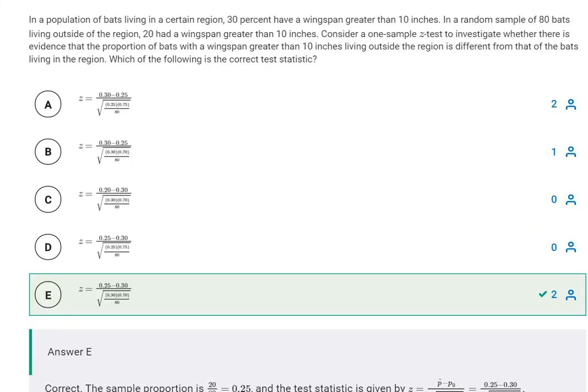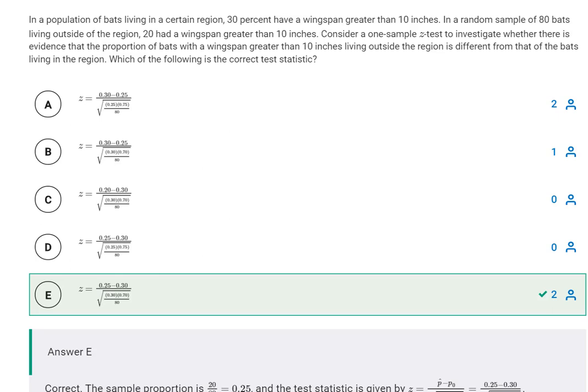In a population of bats living in a certain region, 30% have a wingspan greater than 10 inches. So that's the population proportion P, 30%. In a random sample of 80 bats living outside the region, 20 had a wingspan greater than 10 inches. So that is our sample proportion, 20 out of 80, which would be 1/4 or 0.25. So P hat is 0.25, P is 0.3.